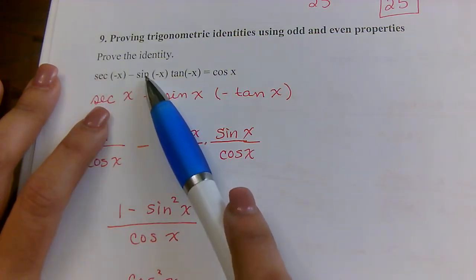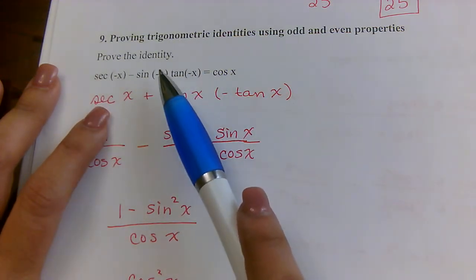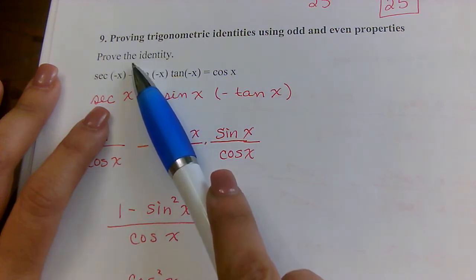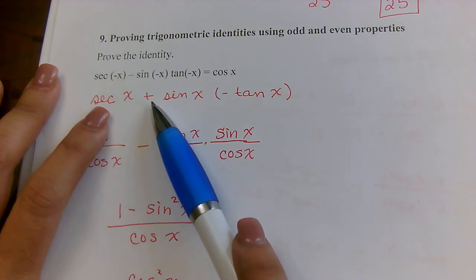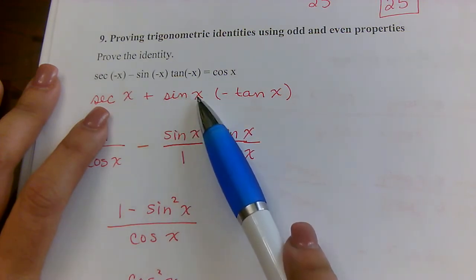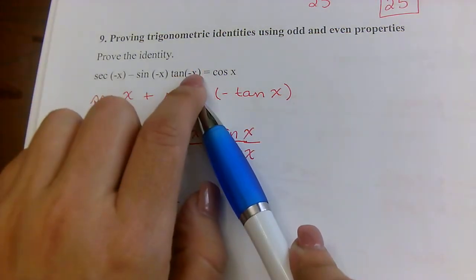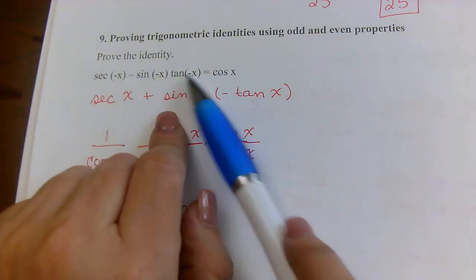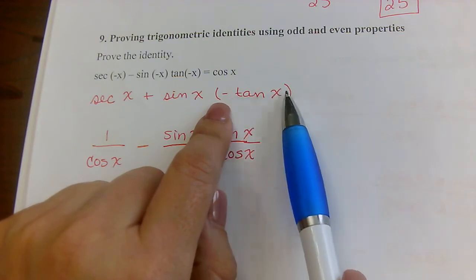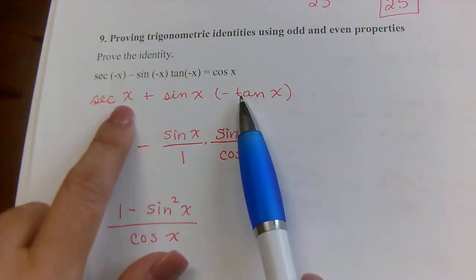So sine is an odd function, so that means this negative has to come out in front of sine. Well, when I do that, I have a negative times a negative, leaving me with a positive. So there's my sine x. Tangent is also an odd function, so the negative is going to come out, and it's going to be negative tangent x. Now I can simplify.